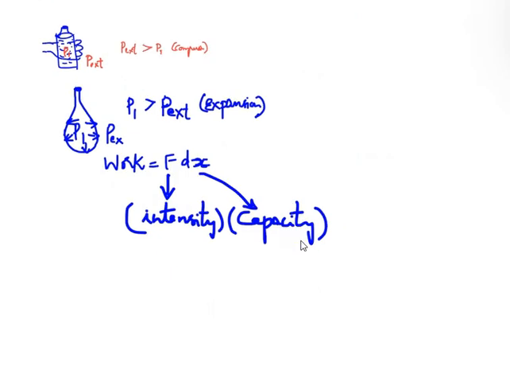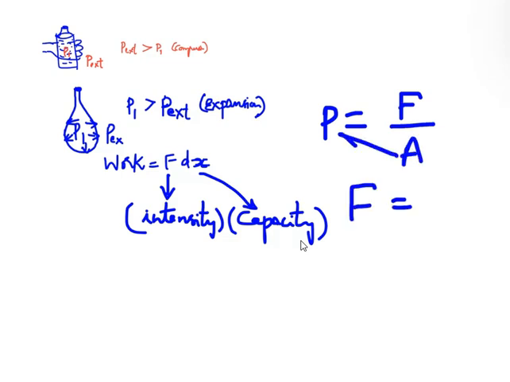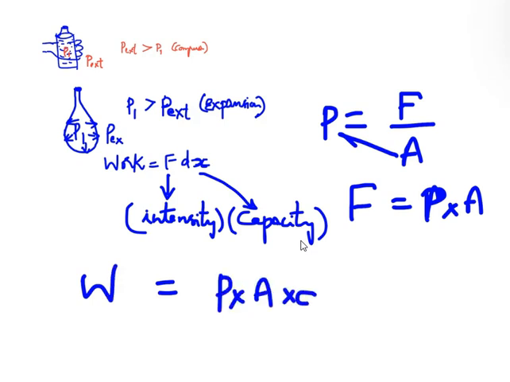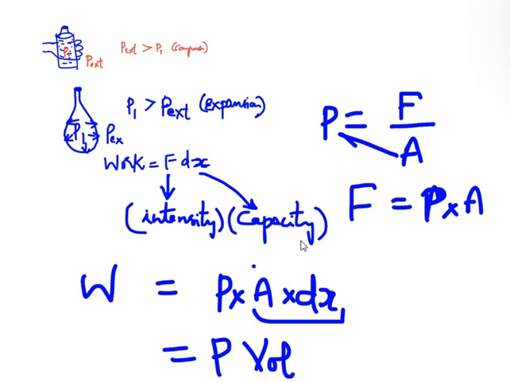Now, what is the relationship between pressure and force? Pressure is equal to force by area, sir. Force by area. So F is equal to P into A, right? So work will be P times A times dx. Now what is A into dx going to be? Area times the distance.